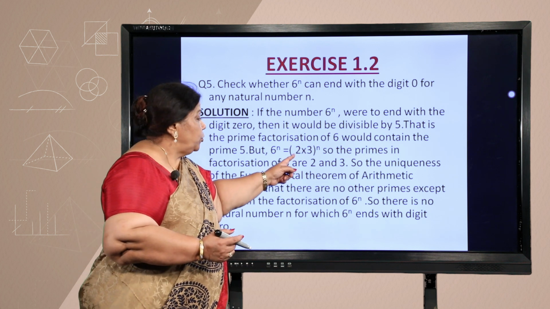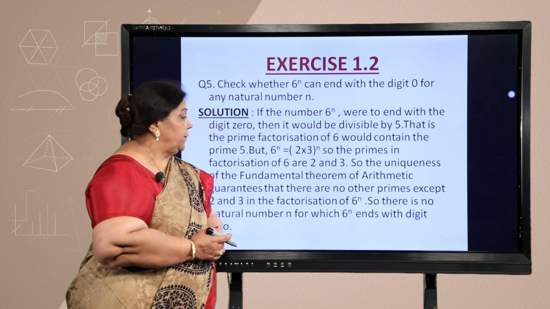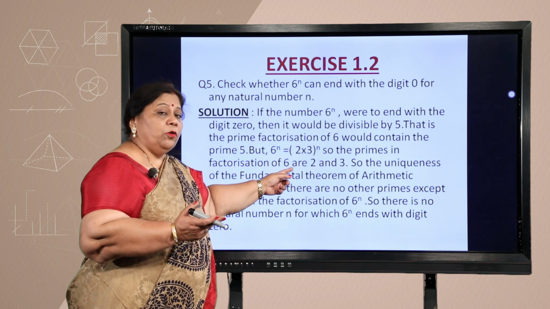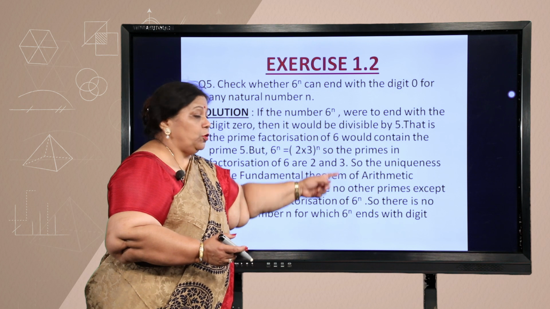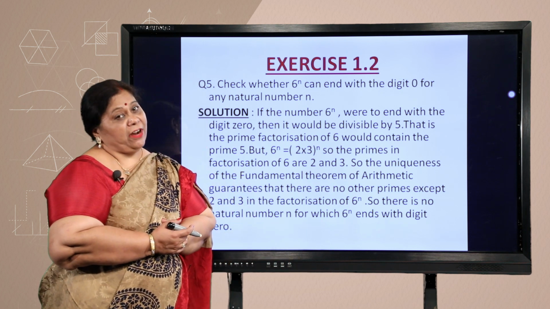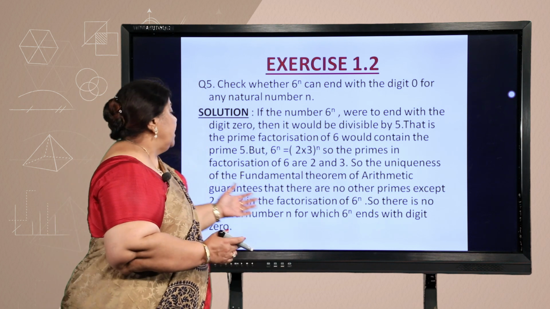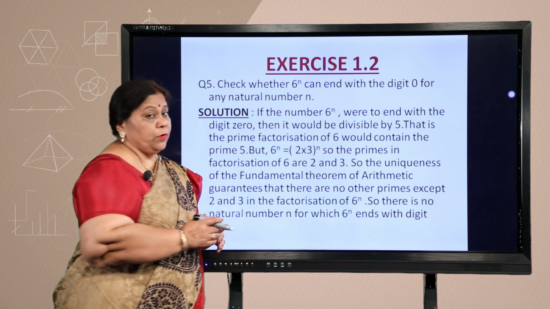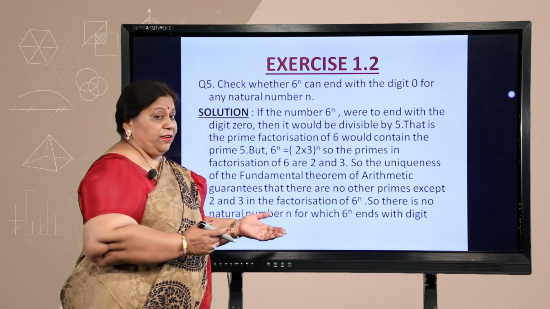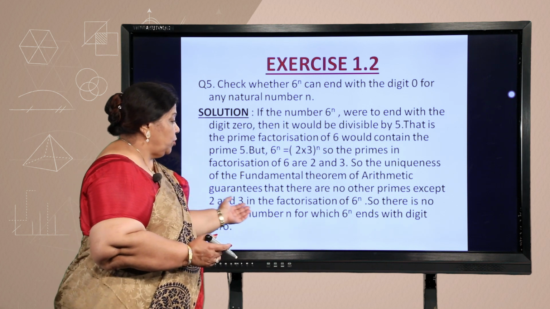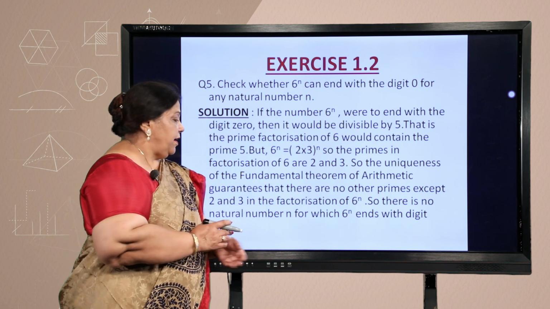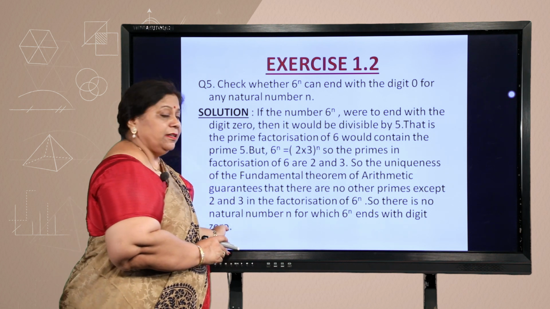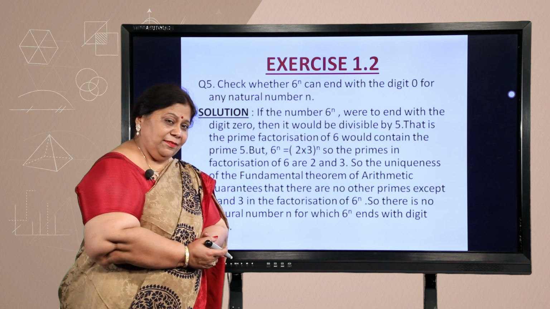What are they? 2 into 3 to the power n. So, the primes in the factorization of 6 are only 2 and 3. So, the uniqueness in the fundamental theorem of arithmetic guarantees that the factors of 6 to the power n are only 2 and 3 and not 2 and 5. Alright. So, there is no natural number n for which 6 to the power n ends with digit 0. I hope it is clear.